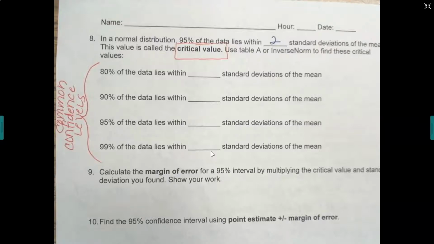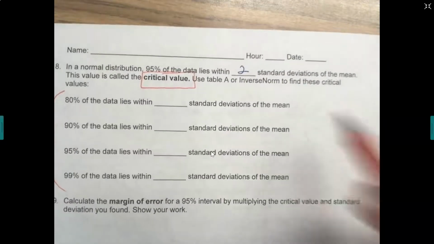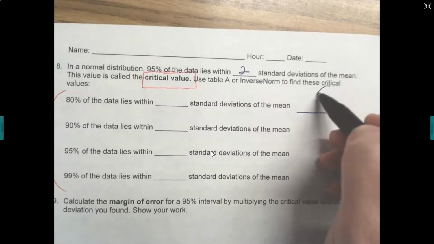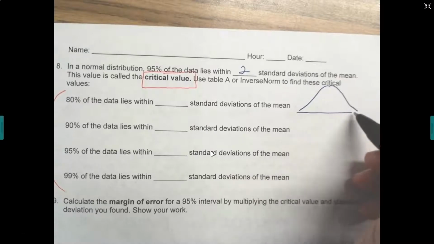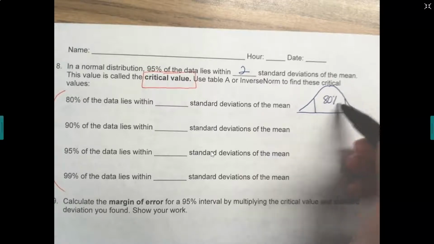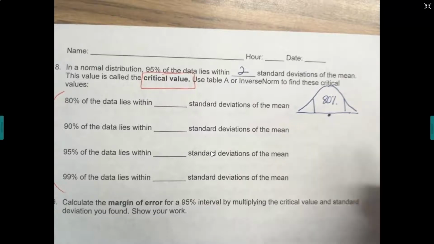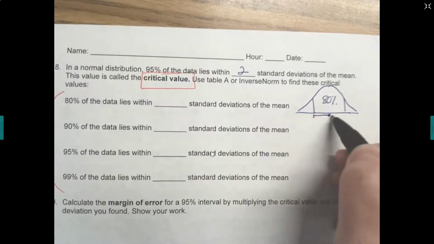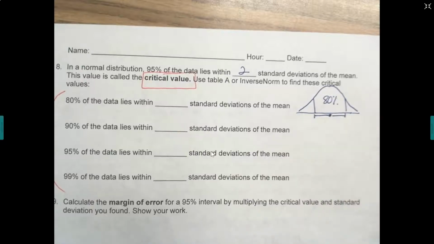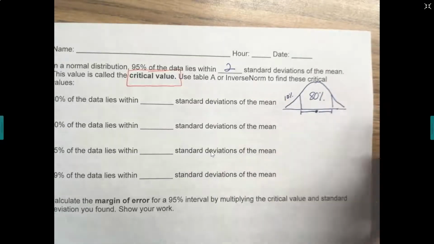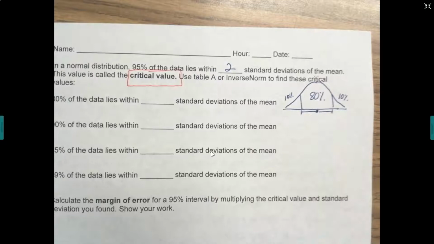So I want you to envision this. We have our normal curve, okay? I want 80% of the data from the middle, because this is really our confidence interval. My point estimate would be right there in the middle, and then my margin of error would come out side to side, okay? If 80% is in the middle, that means I have 10% of the information over here and 10% of the information over here, so it adds up to 100%.